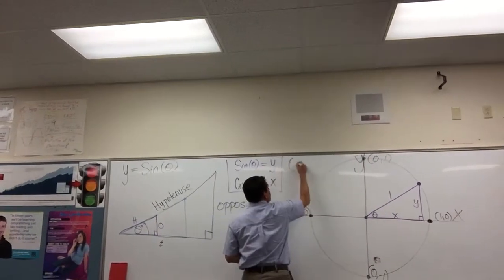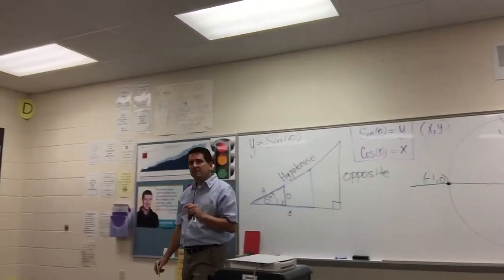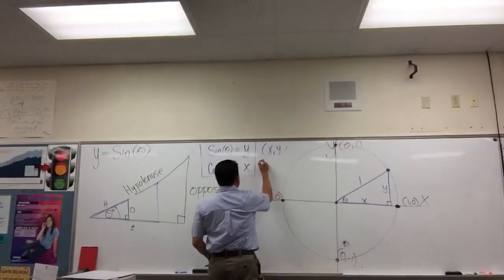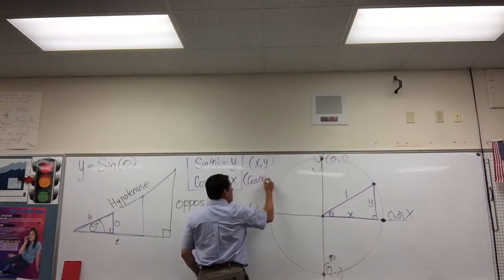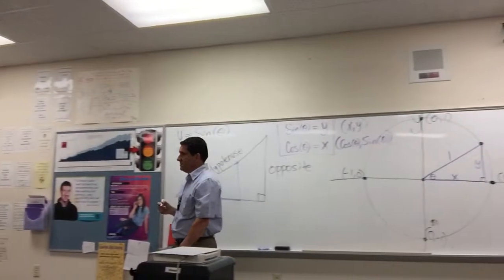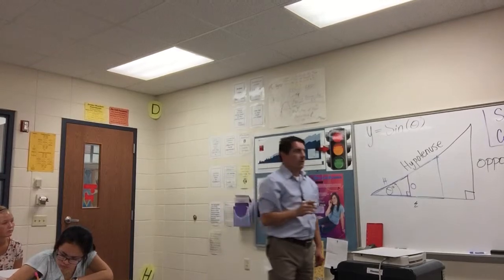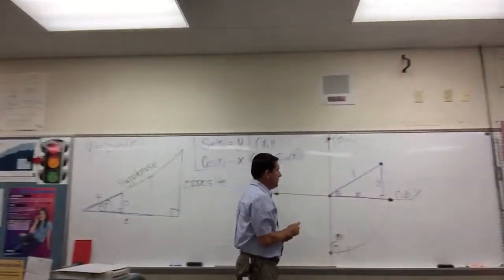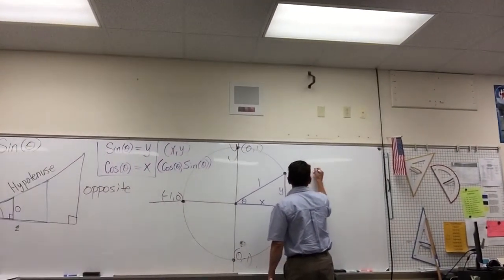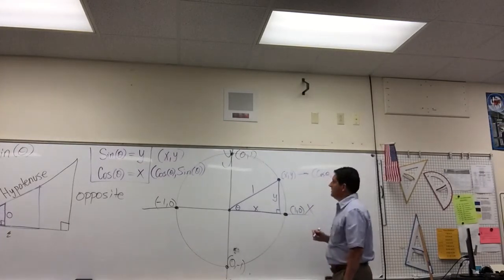So what this means is that for every single coordinate on the unit circle, every point that's on the circle, the x and the y coordinate are actually the cosine of the angle and the sine of the angle. Let's clarify this a little bit. Let's pick out some points and see what's going on. This point here, which is x comma y, is the same as the cosine of theta and the sine of theta. Those are the coordinates.